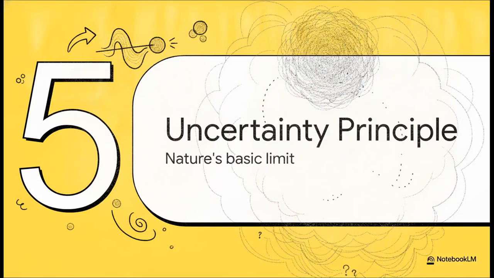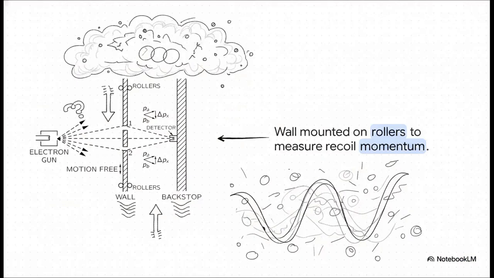Which brings us to our final section, the uncertainty principle. Because this isn't just a quirk of our light source, this is a fundamental limit of the universe itself. Let's try one last purely mechanical trick. We've mounted the wall with the holes on perfectly frictionless rollers. When an electron passes through a hole and gets deflected toward the detector, it has to give the wall a tiny little kick, a recoil momentum. By measuring whether the wall gets kicked up or down, we can deduce which hole the electron went through without ever shining a single light on it.